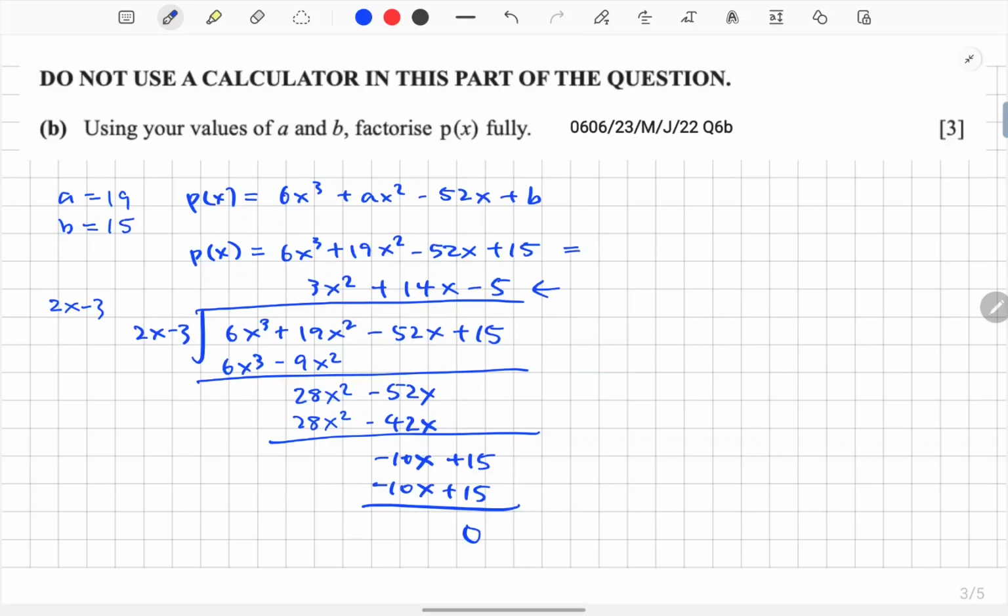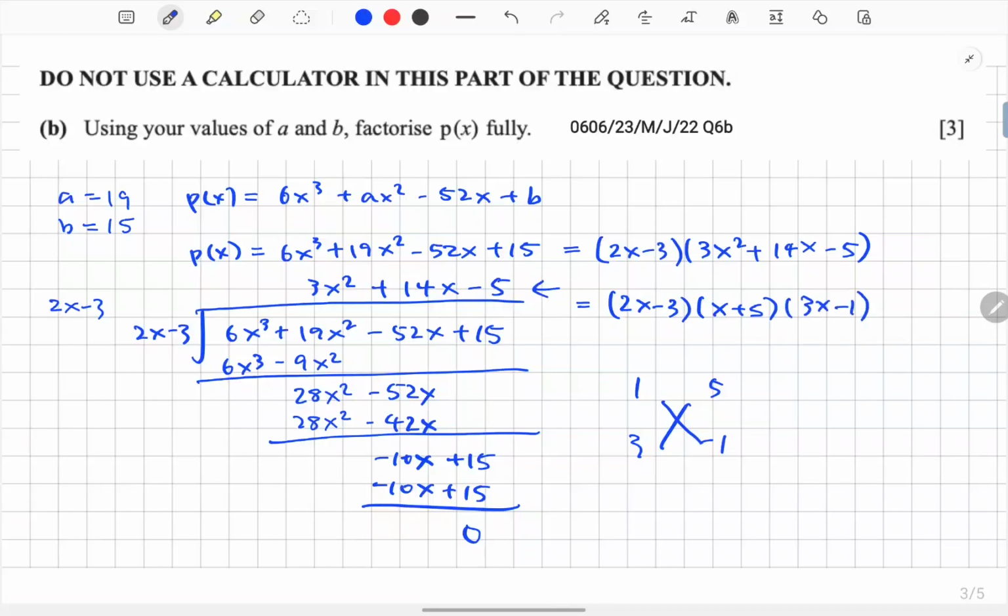So our P of x can be written as 2x minus 3 multiplied with 3x squared plus 14x minus 5. Now we can further factorize the quadratic expression we have. So we know that it is the product of 2x minus 3, x plus 5, and 3x minus 1. This is our final answer.